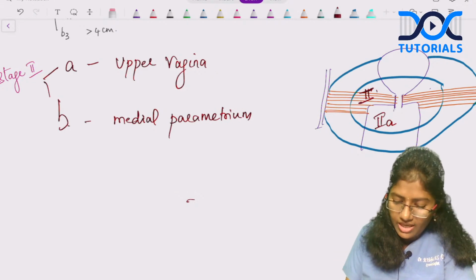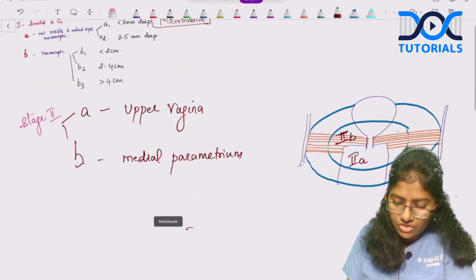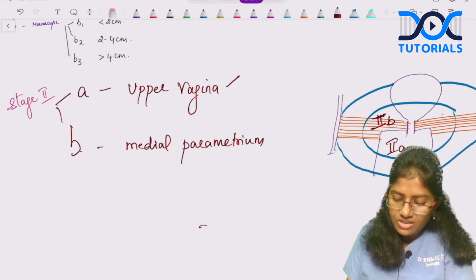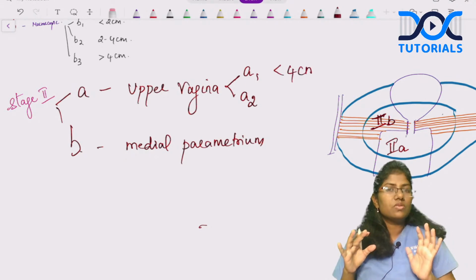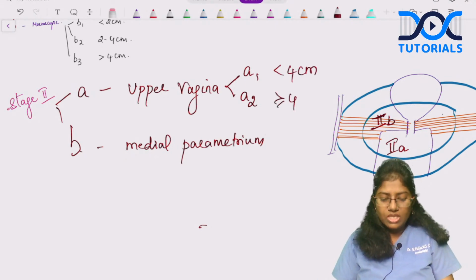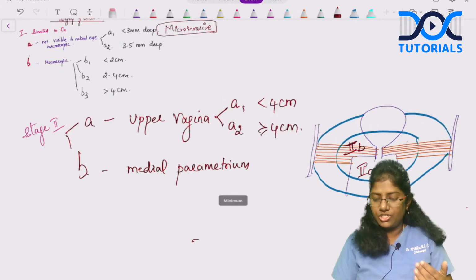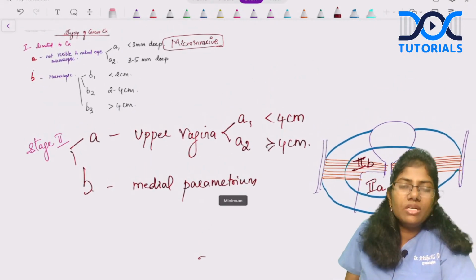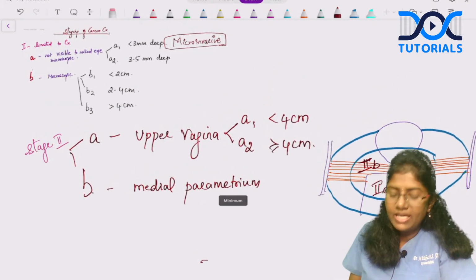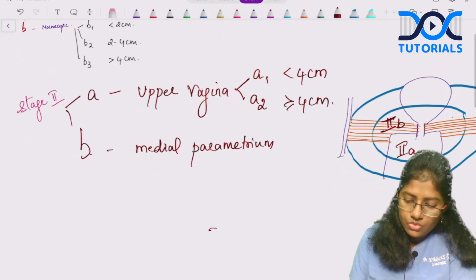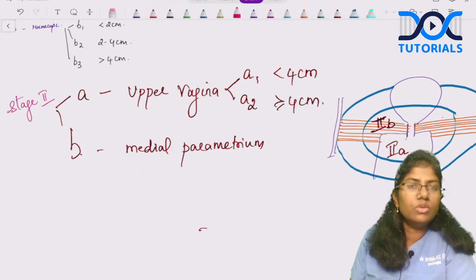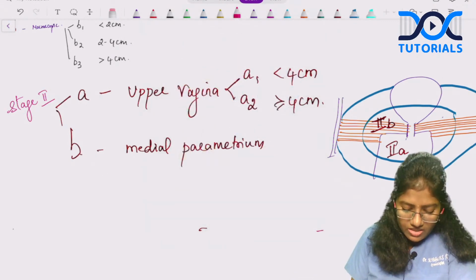In turn, in 2A, we have 2A1 and 2A2. 2A1 is a lesion less than 4 centimeter. 2A2 is a lesion measuring more than 4 centimeter. That's so simple. So this is stage 1 and stage 2. If you have understood what is 2A and 2B, and the two circles, it is very easy to guess what is 3A and 3B.